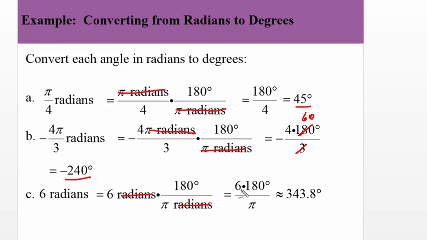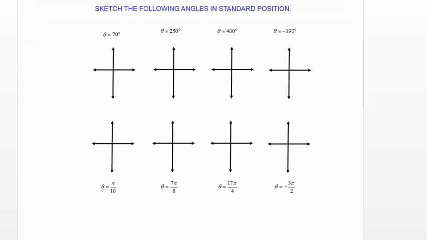We've got 6 times 180 degrees over pi. So we'll use our calculator here and divide this by pi. And it's going to be approximately, and sometimes you have to do this if it doesn't go in there exactly, approximately 343.8 degrees. So just some examples of converting from degrees to radians and vice versa.